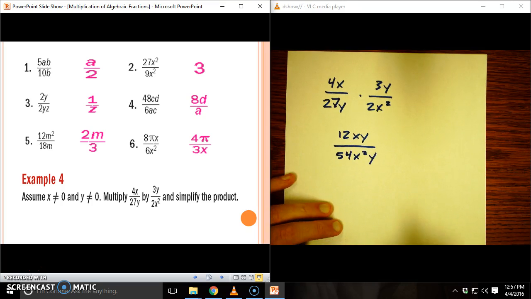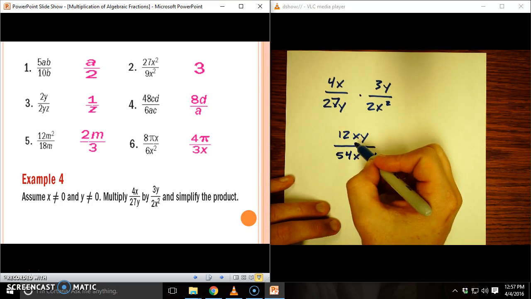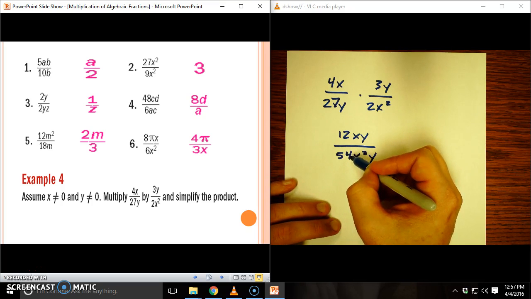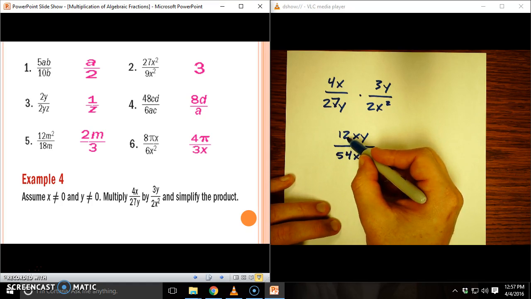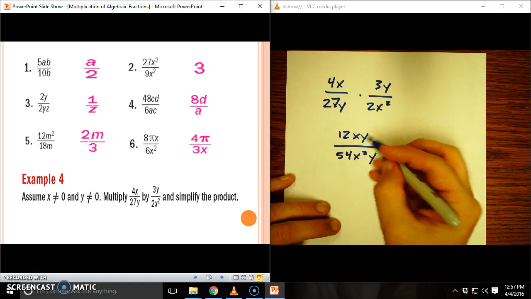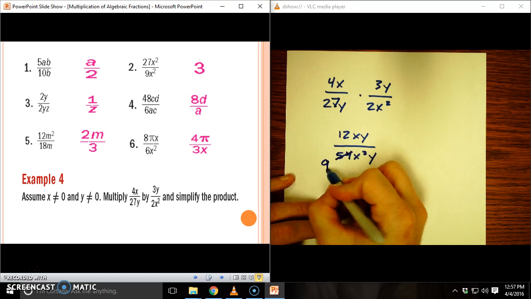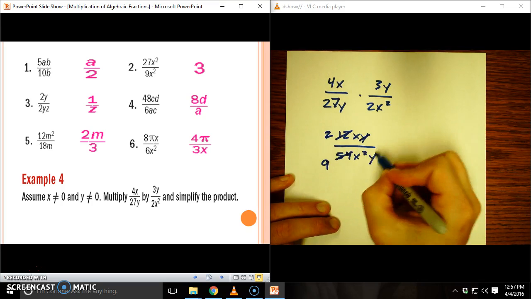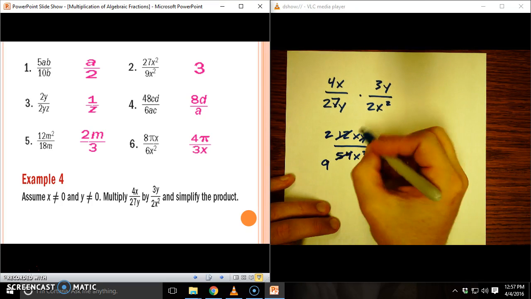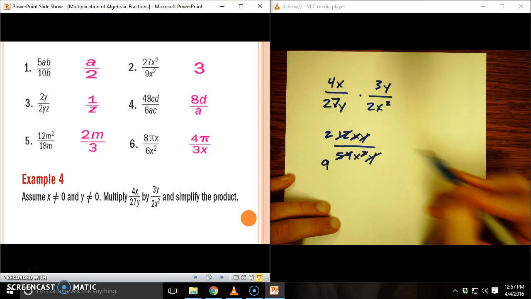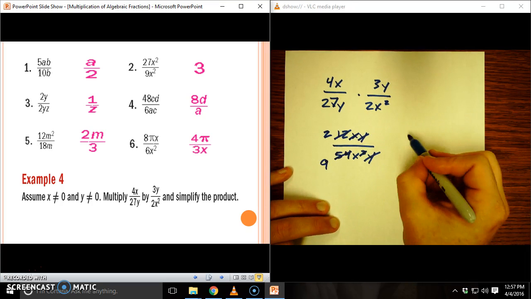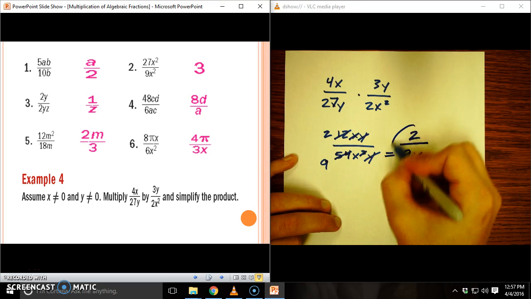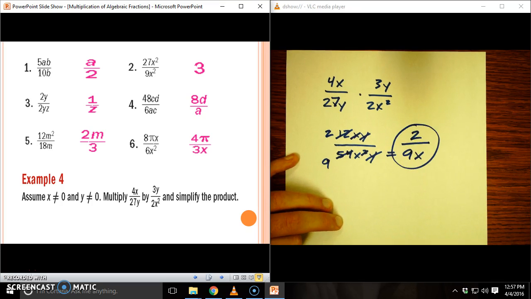And what happens is I'm going to look at my 12 and my 54, and I'm going to see, alright, are there any numbers that go into both 54 and 12? And the answer is yes. 6 goes in here. I'm going to cross that out and write 2 and 9. My y's are going to cancel. This x is going to cancel with one of my x's down there. So I'm left with 2 divided by 9x. That's going to be my final answer.